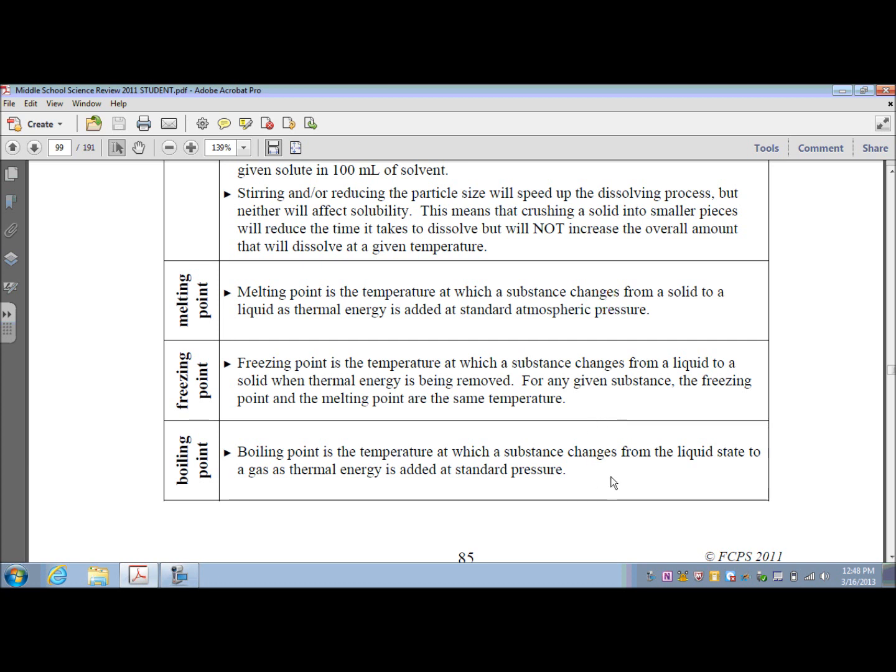Boiling point is the temperature at which a substance changes from a liquid state to a gas as thermal energy is added at standard pressure.